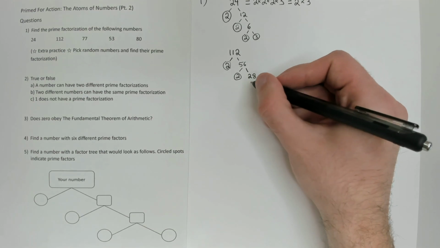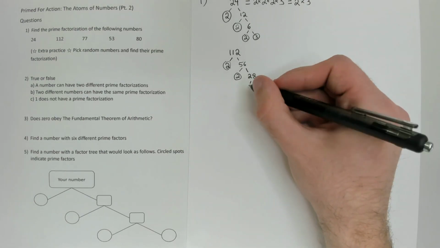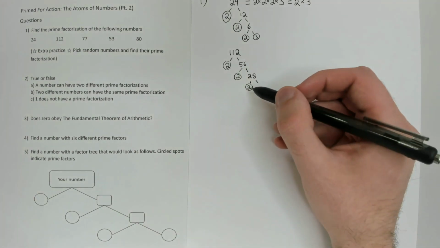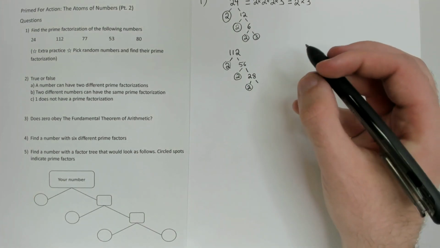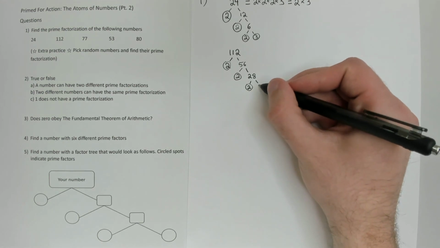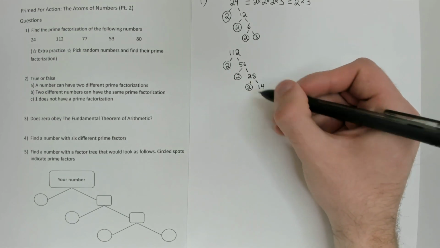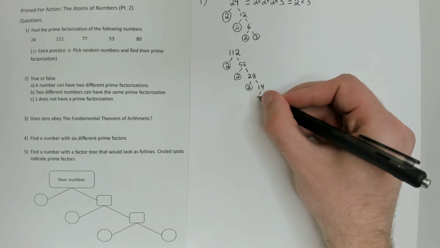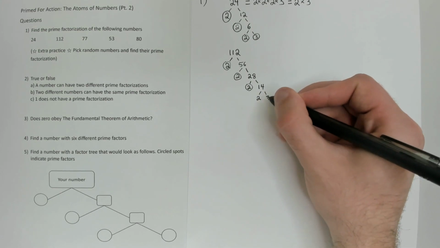But hey, once again, we got an even number. And in a lot of these prime factorizations, you're going to get a lot of 2's out of it. 2 is the most basic of prime numbers, so it makes sense it's going to appear a lot. So 28 can be split up into 2 and 14, right? 2 times 14 is 28. And 14, once again, another even number. So we can pull out a 2 and we can pull out a 7.